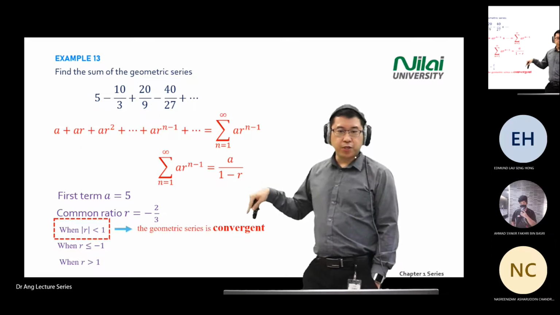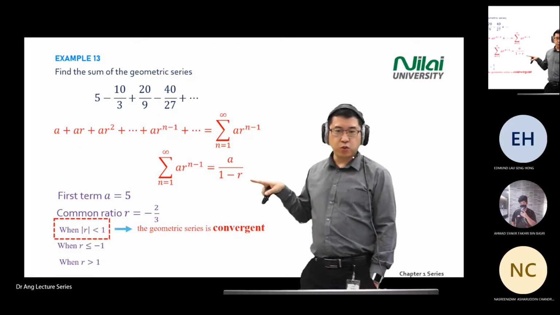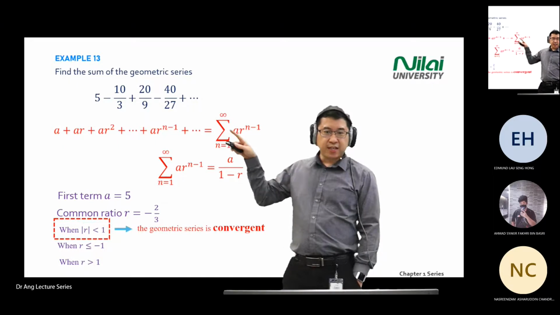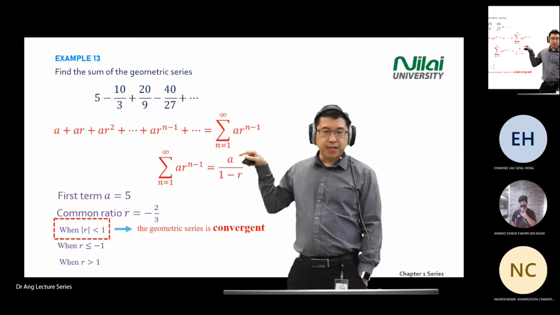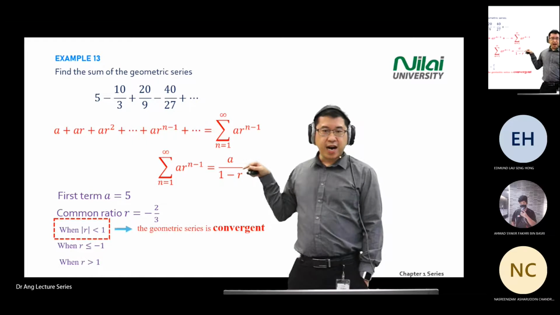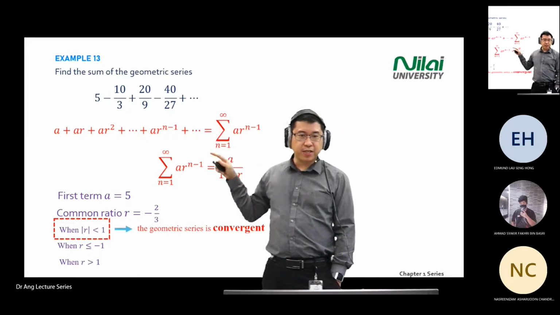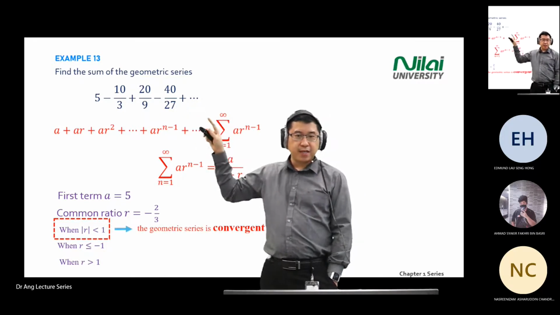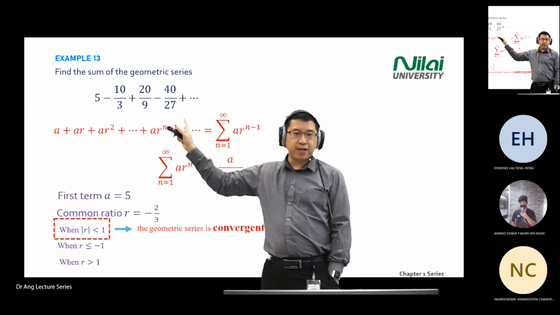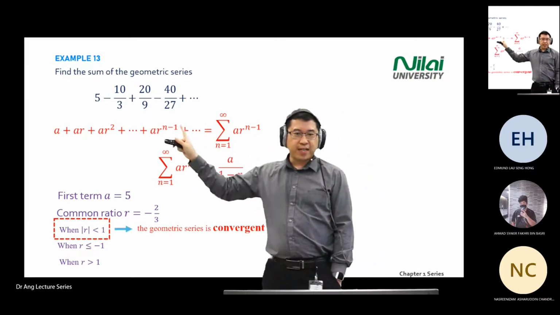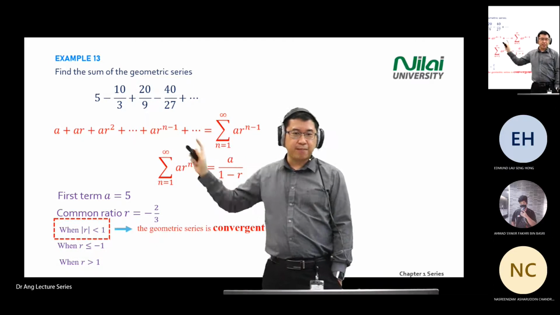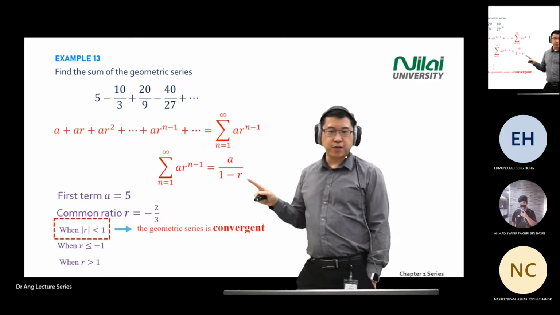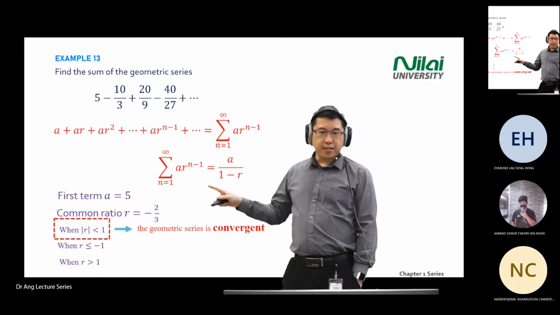What happens if you are convergent? You can straight away use this equation to find the answer. So A is already given, as explained by Nizam just now. A equal to 5. R is the ratio in the geometric series. How to find R? You take the second term divided by the first number, or you take the third number divided by the second number, or you take the fourth number divided by the third number. You will get the same R. Okay, R is a ratio between the numbers. Okay, R is negative 2 over 3.